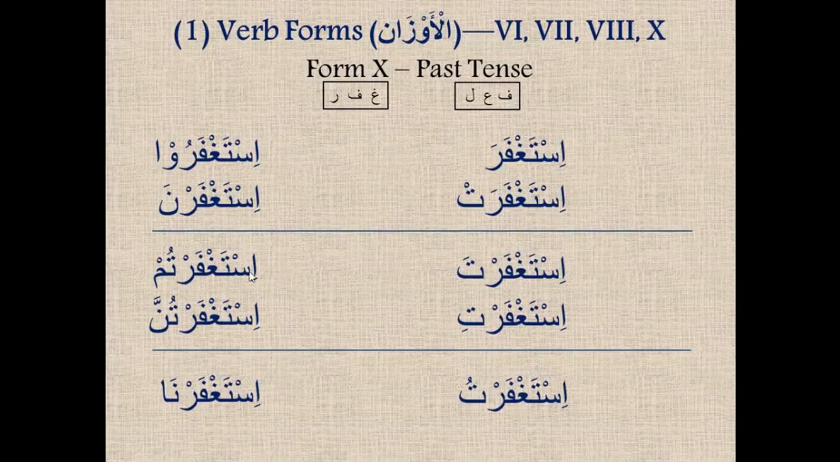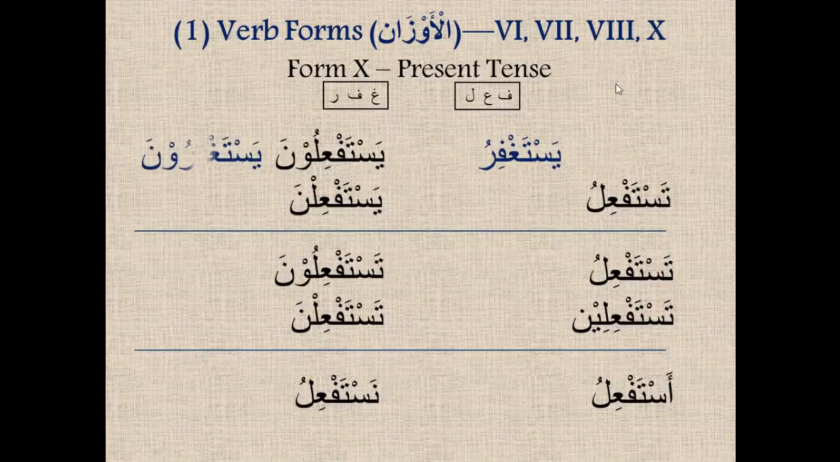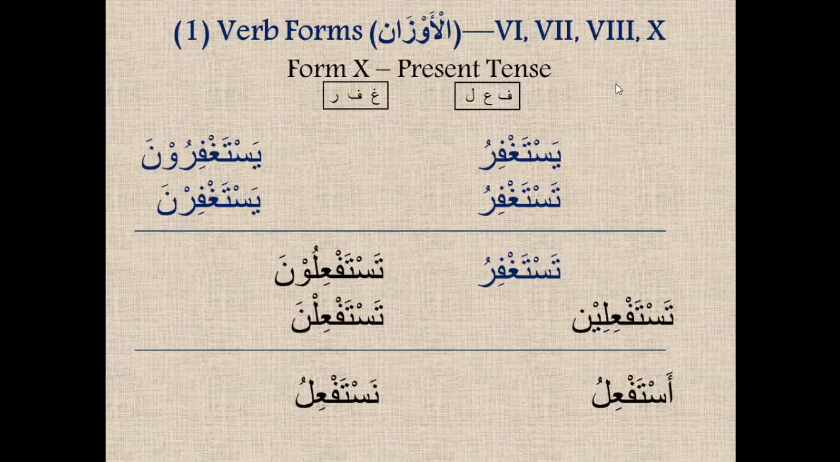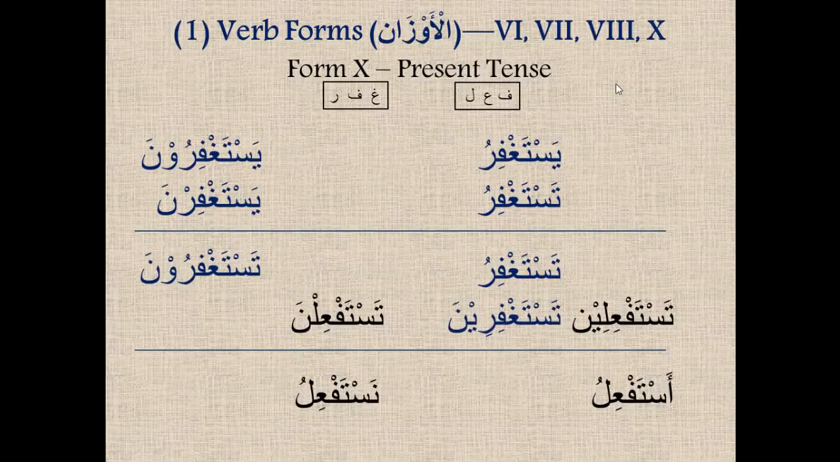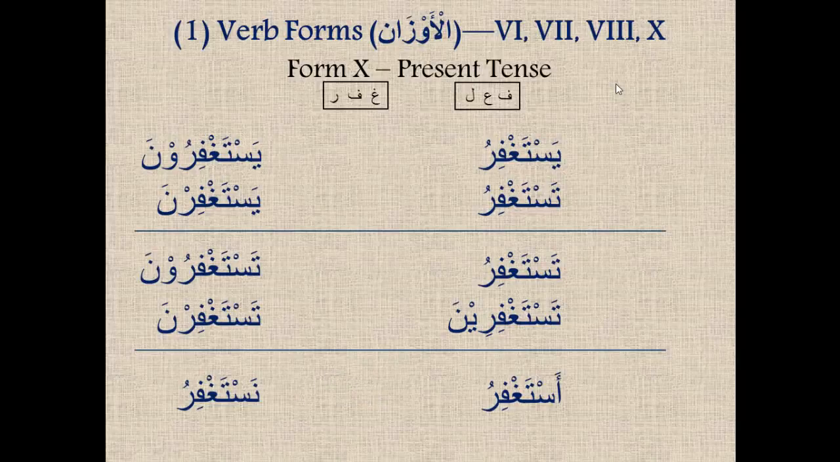There's a lot of stuff going on in there in Form 10. Okay, it gets even longer here. For the present tense, يستفعل يستغفر يستفعلون يستغفرون تستفعل تستغفر يستفعلن يستغفرن تستفعل تستغفر تستفعلون تستغفرون تستفعلين تستغفرين تستفعلن تستغفرن أستفعل أستغفر نستفعل نستغفر. So in Form 10, we're listening for and paying attention to the sin and the ta, those extra additions in the verb.